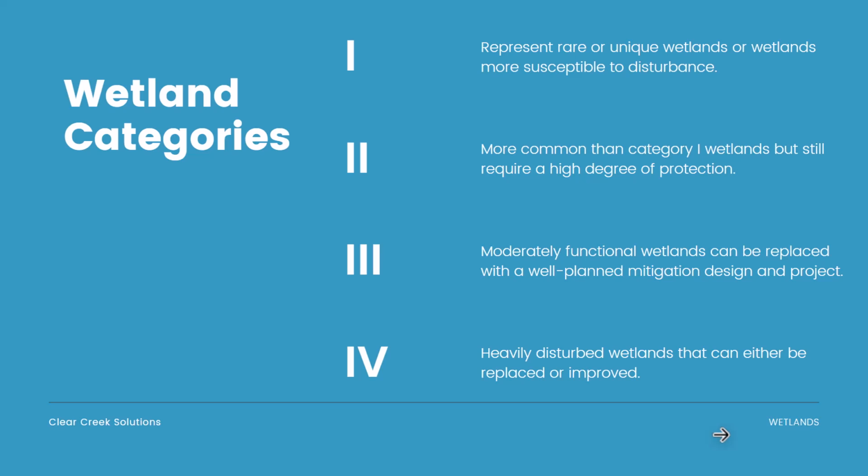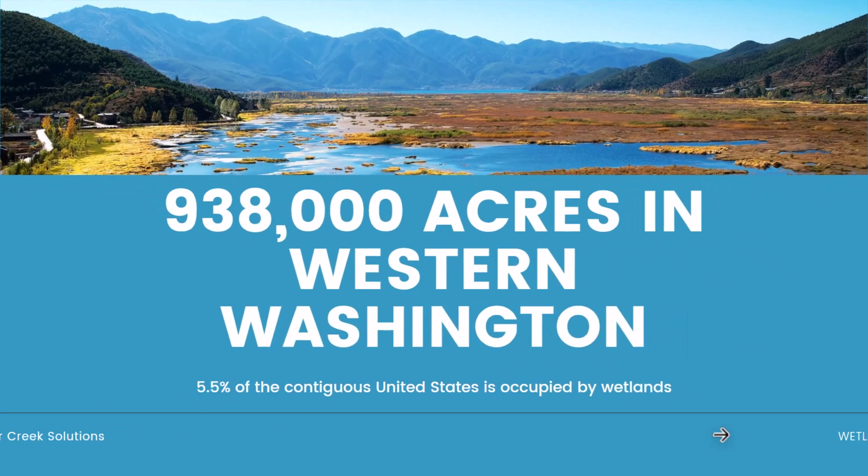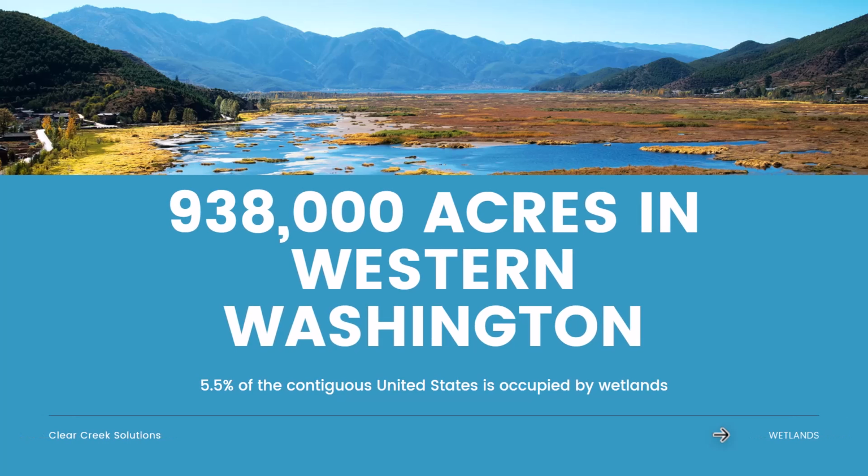So in terms of the ability to tamper with these different wetlands, category 1 wetlands are much rarer and require a lot of care because they're very susceptible to disturbance. And category 4 wetlands could be heavily damaged and, through the project, could actually be improved if the right mitigation measures are utilized. The 938,000 acres in Western Washington are made up of wetland area, and 5.5% of the contiguous United States is occupied by wetlands.